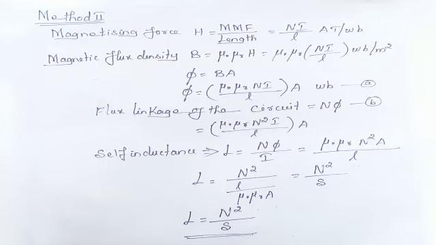Next, flux linkage of the circuit N into phi is equal to mu naught mu r N square I by L into A. So self-inductance, the formula from method 1, L is equal to N phi by I equal to mu naught mu r N square A by L. So I and I get cancelled. So L equal to, rearrange the terms, N square by L by mu naught mu r A is equal to N square by S. So S equal to reluctance, L by mu naught mu r A. So L equal to N square by S.